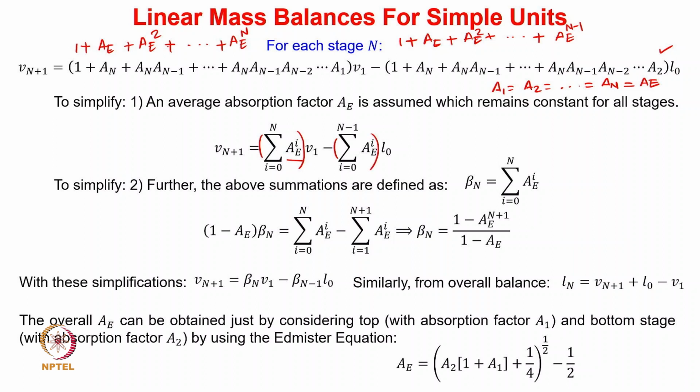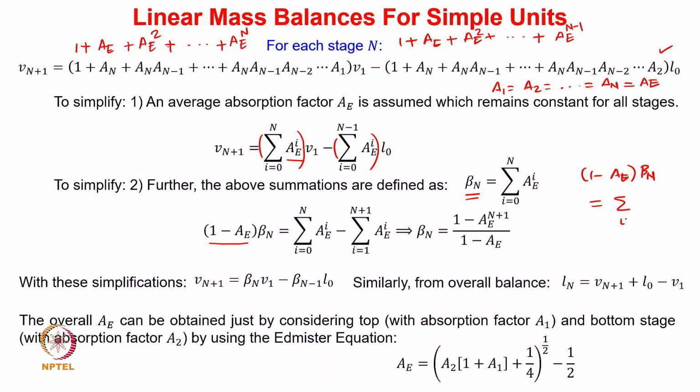Now again, to further simplify, this entire summation is represented by another constant, beta n. If I multiply this beta n by 1 minus AE, so if I multiply this entire equation by 1 minus AE, what can we get? Let's say 1 minus AE into beta n. What are we going to get? The first term will remain as it is.